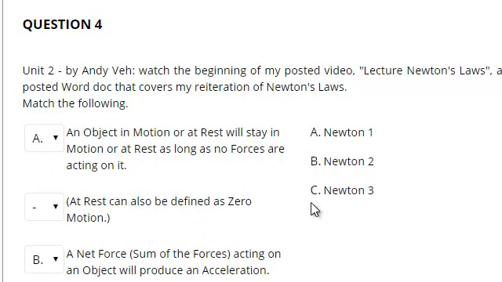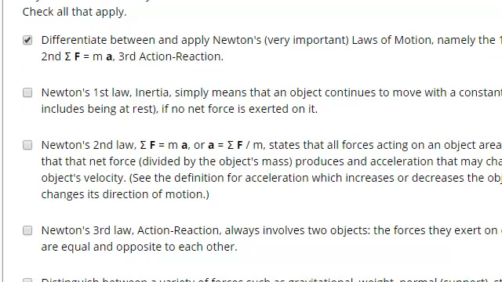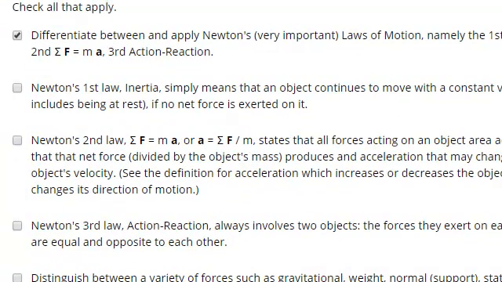Alright, then question 4 is about the 3 Newton laws. Let me go back here for just a moment. So here you have the law of inertia as the first one, then the second one is the sum of the forces equals mass times acceleration, and then the third one is action-reaction, so 2 forces from 2 different objects that are acting on each other, and then they're explained here. Again, all these 3 here.